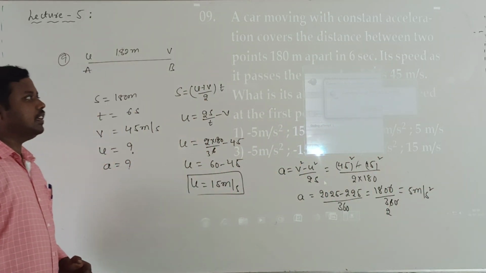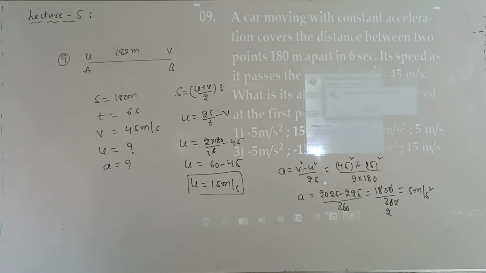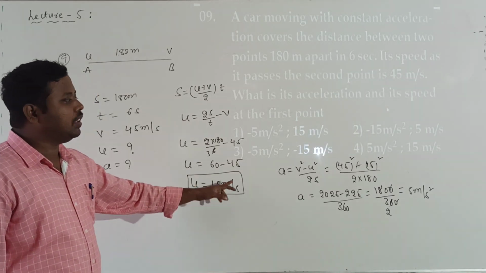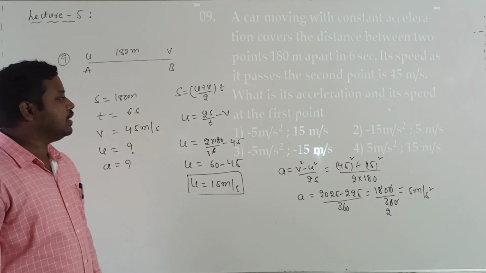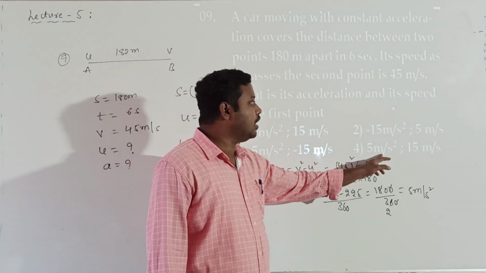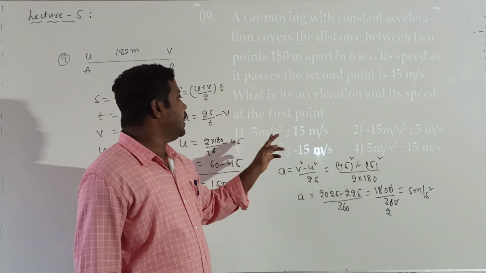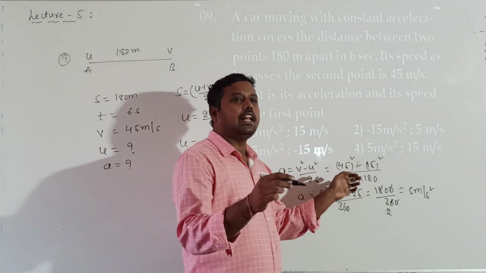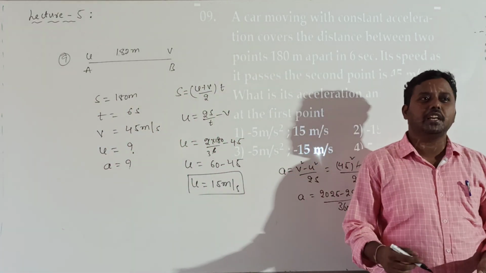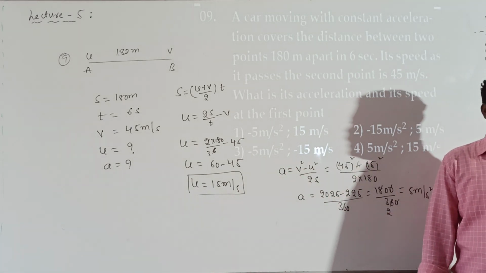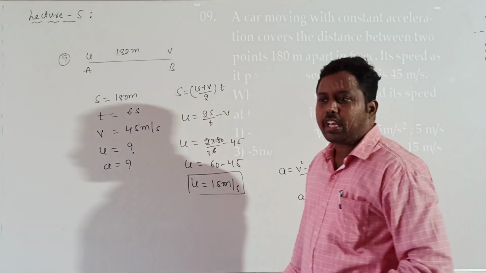Therefore, what is the result? The u value is equal to 15 meters per second, and the a value is 5 meters per second square. So which option? That is option number 4, 5 meters per second square, 15 meters per second. Because there is also an option with minus 5 meters per second square and 15 meters per second. So it is very important to know whether the acceleration value is positive or negative. Here the acceleration value is positive because the velocity is increasing. So understood now? This is question number 9. Okay, so next question.